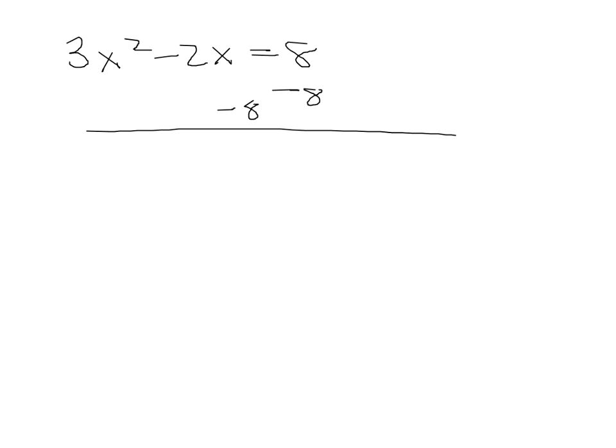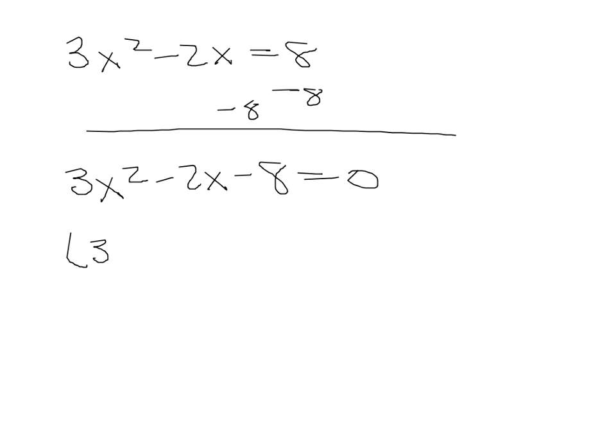Okay, the next one we're going to look at is 3x squared minus 2x equals 8. Now, we can't factor unless it's equal to 0. So our first step is to get everything on the other side. So we get 3x squared minus 2x minus 8 equals 0.